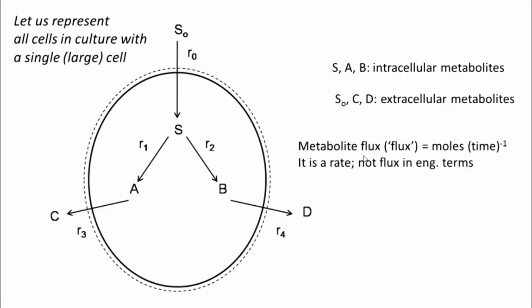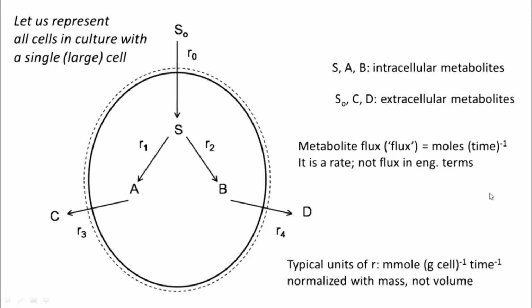The engineering term flux is amount transferred per unit area perpendicular to the direction of transfer per unit time. That's a flux, right? In the case of metabolic flux, historically moles per time, or in other words a rate, has been used to indicate flux. We will continue using that because it's widely accepted in the literature. It is a rate and not flux as in engineering terms. This you need to keep in mind.